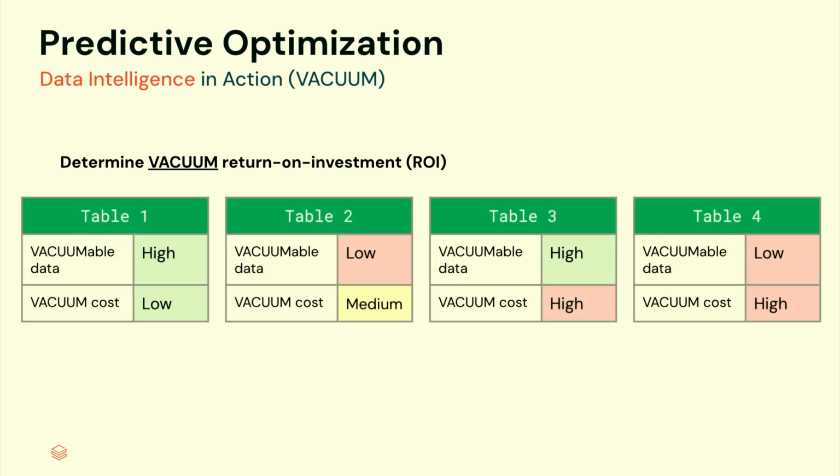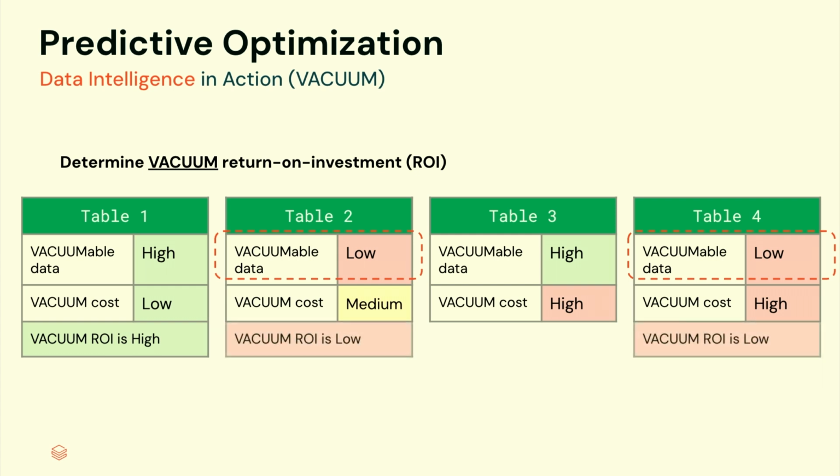All right, let's do a similar exercise. I have 4 different tables here with different access patterns. Let's look at table 1. High vacuumable data, so the storage savings are high, and the cost to run vacuum is pretty low. The ROI here is high. We should run vacuum on this table. And you can see for table 2 and 4, there isn't that much garbage collectible data compared to the cost of the vacuum, so no point running vacuum on those for now. So the ROI is considered low.